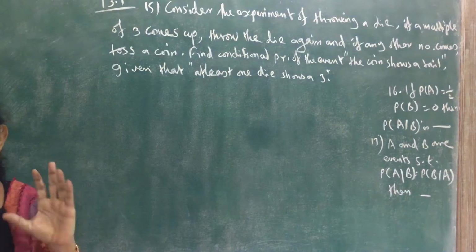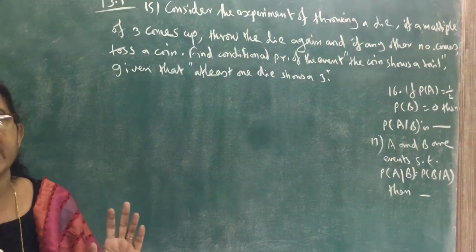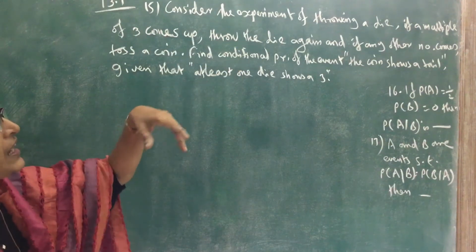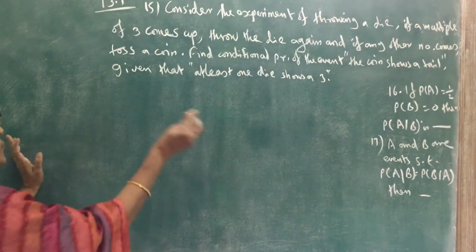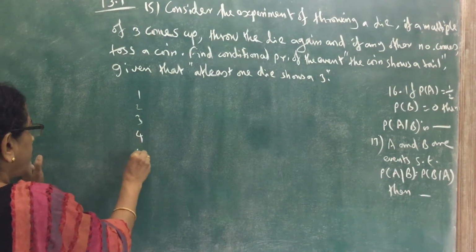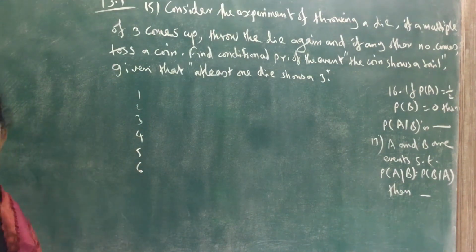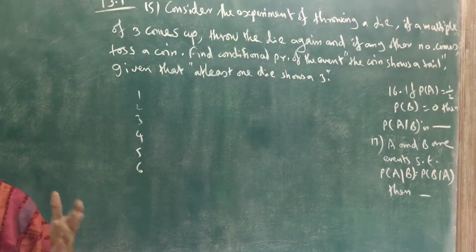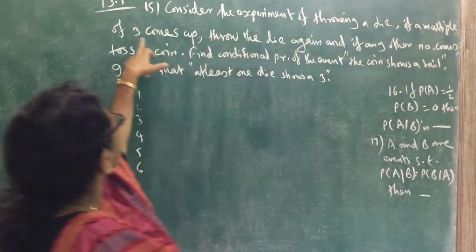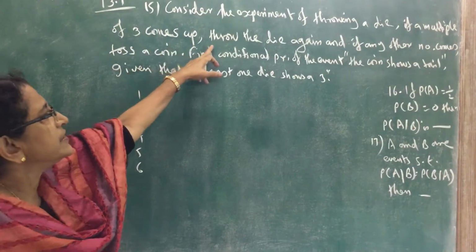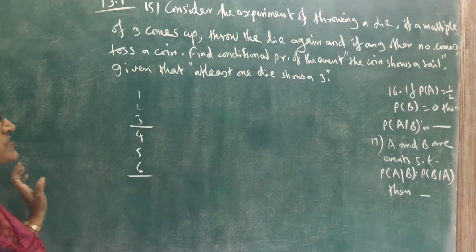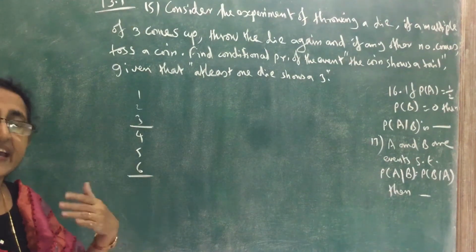So first identify the experiment. What is the random experiment here? Consider the experiment of throwing a die. When you throw a die, there can be 1, 2, 3, 4, 5, 6, any one of the numbers occurs. So first throw a die. Then after that, if a multiple of 3 comes up, what happens? Throw the die again. Multiple of 3 means 3 or 6 comes. Then you have to throw a die again.